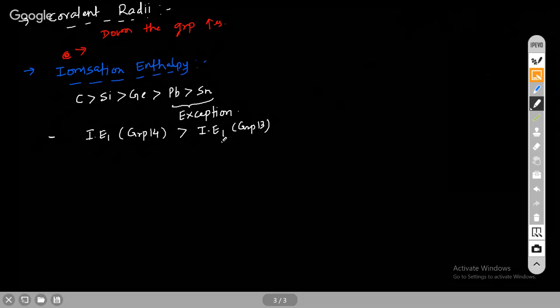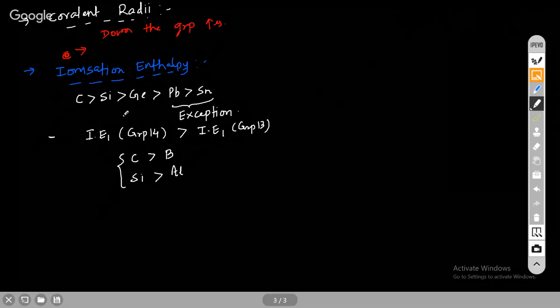What is the meaning of this? If you compare the first ionization enthalpy of carbon, it is more than that of boron. Silicon, it is more than that of aluminium. This is the meaning of this point, first of all. We cannot compare these two or these two. It is factual. We have to see the energy involved here, then we can say. But this is one thing.